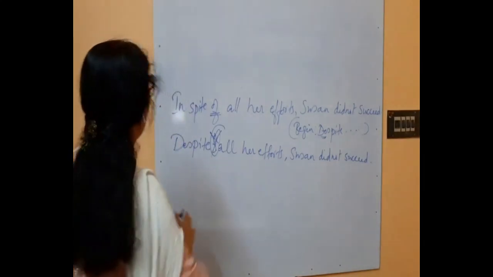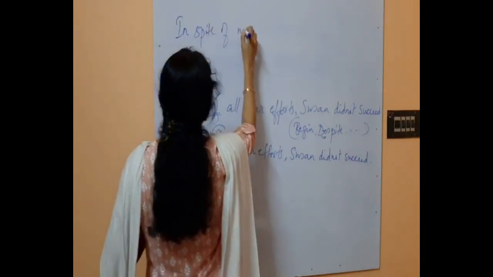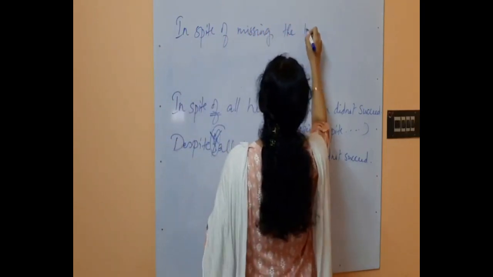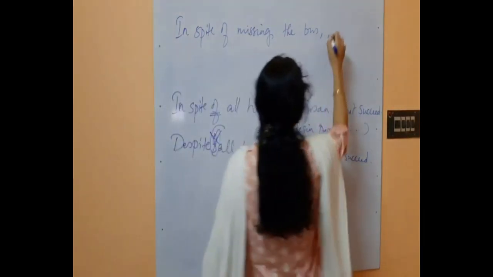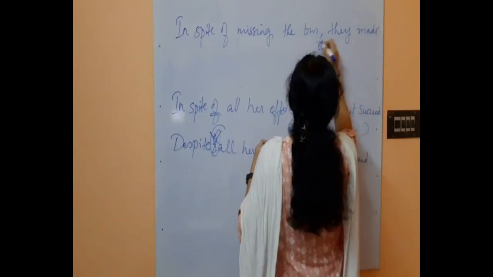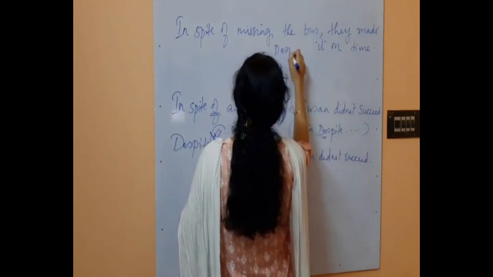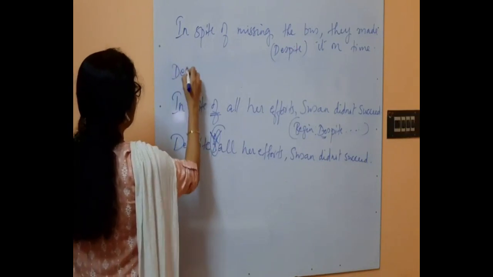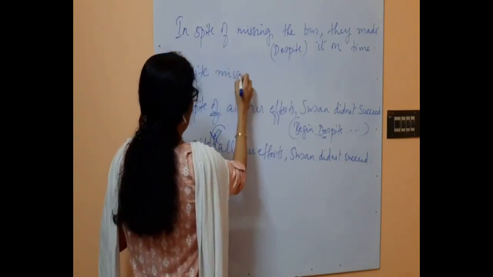In spite of missing the bus. In spite always will be followed by of. Missing the bus, but despite won't be followed by of. They made it on time. Same with despite. How will you do? Despite missing the bus. Missing, we know that it is a gerund form.